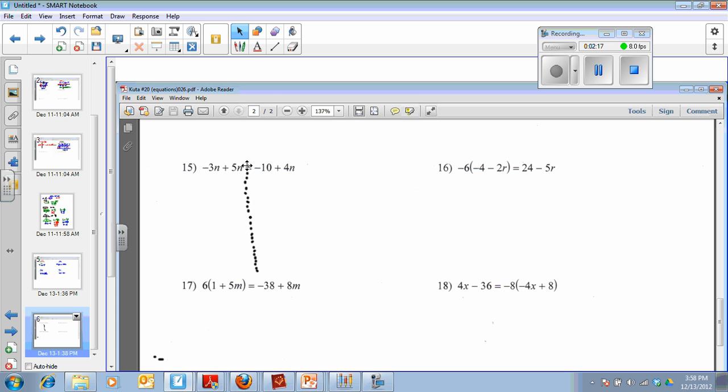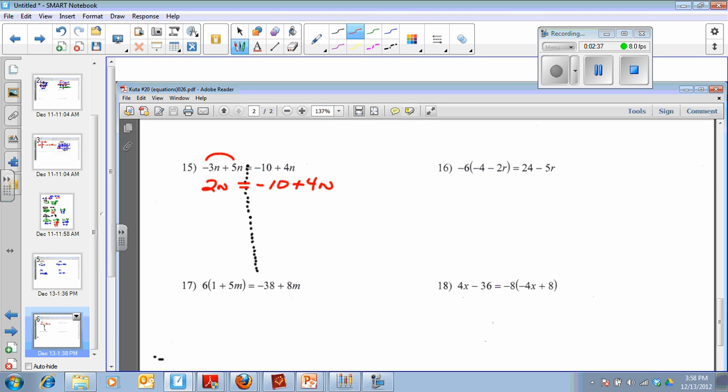And when I look at the left-hand side, I notice that I can put together a negative 3n and a positive 5n. Those are like terms. And if I do that, I get a positive 2n equals, and of course on the other side, I can't put together a negative 10 and a positive 4n, so that stays as a negative 10 plus 4n.